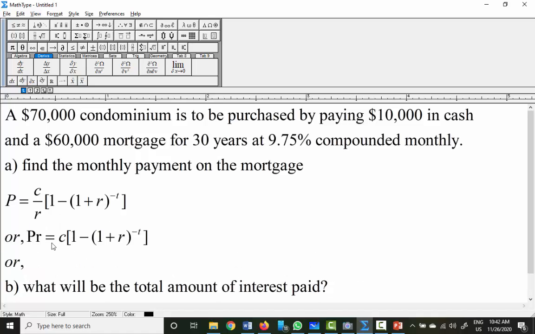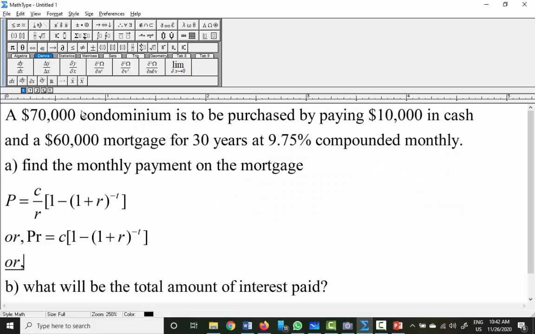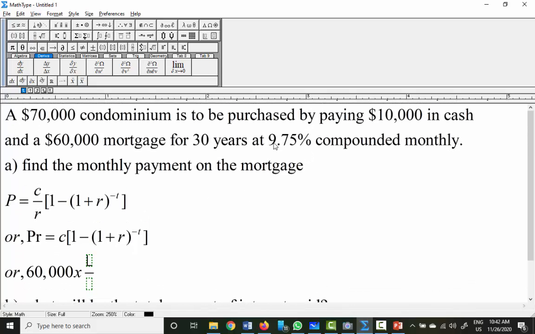So P, the present value of annuity, is $60,000. This is the amount you have borrowed, multiplied by R, the interest rate. The interest rate is 9.75%, which is the annual rate. We need to get the decimal of this. So 9% means 0.09, and 9.75 means we need to get 75 after that.